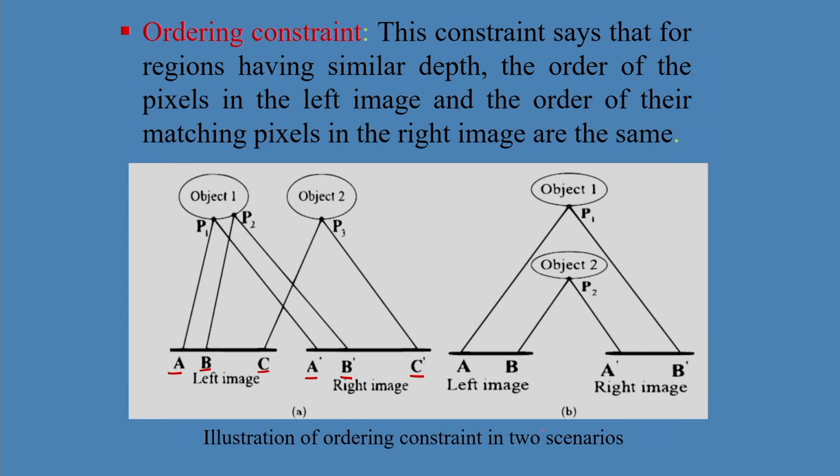But in the second case, if you see, this constraint fails, as the order of the points A and B in the left image is different from the order of the corresponding matching points A dash and B dash. If you see this example, the ordering constraint is not satisfied in the second case. So, this is the illustration of the ordering constraint in two scenarios.